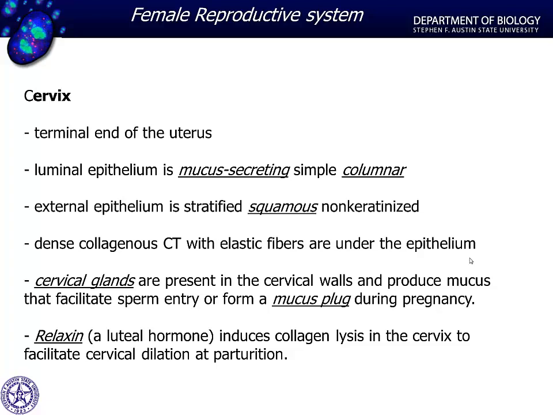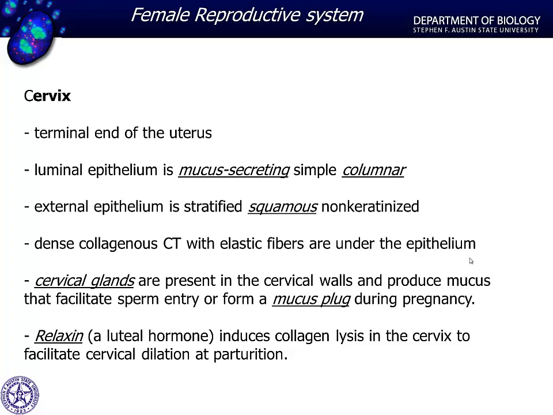Now, the external epithelium of the cervix is going to be stratified squamous non-keratinized. It's continuous with the same epithelium we see lining the vaginal cavity. And we're going to have a dense collagenous connective tissue that lies underneath. So that's not unlike what we see in the vaginal cavity or other areas where we've had our stratified squamous non-keratinized epithelium. In the cervix, we will have the cervical glands. These are going to be present, and also to assist, as we've mentioned, in the formation of the mucus plug, and to assist in building a bridge, if you will, of material that facilitates sperm entering into the cervix.